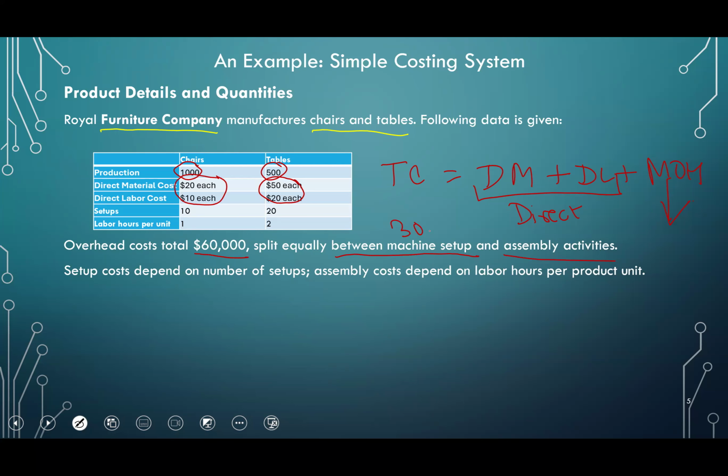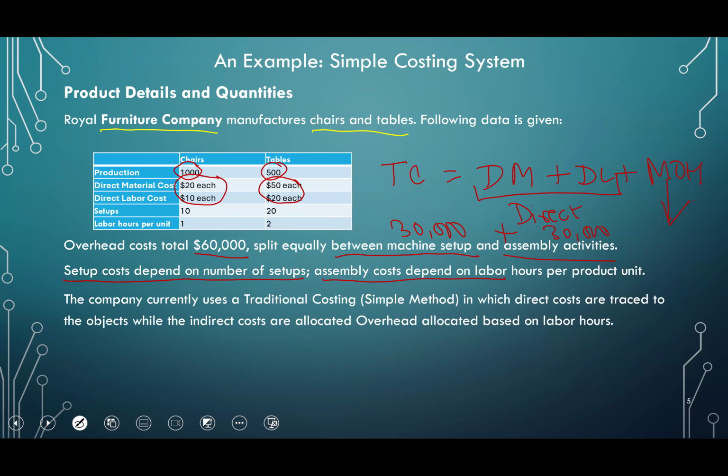$30,000 allocated into machine setup and $30,000 into assembly activity, which is a total of $60,000. Okay. For each of these so-called activity pools, you are also given an allocation base. Setup of machines is going to be allocated to the two products on the basis of number of setups, but assembly cost would be allocated based on direct labor hours per product. Again, this language is a little bit cryptic. You'll understand it better when we go to the numerical example.